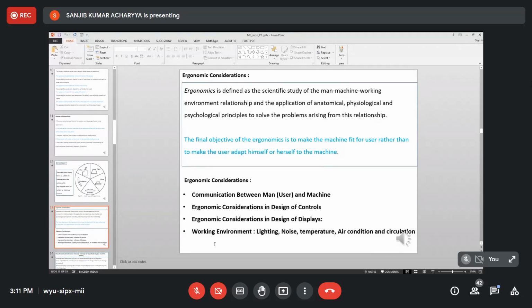What are the different areas related to this ergonomic consideration? Communication. During operation, the user has to communicate with the machine. He has to operate separate buttons. He has to record different values of the parameters from the display unit. So there are a lot of communication issues between the user and machine, and how this component or product should be so that the user can feel anatomically, psychologically, or physiologically comfortable.